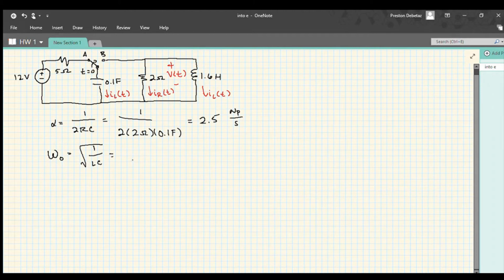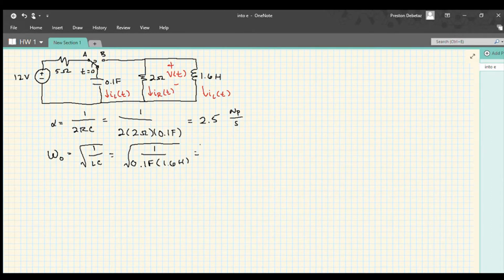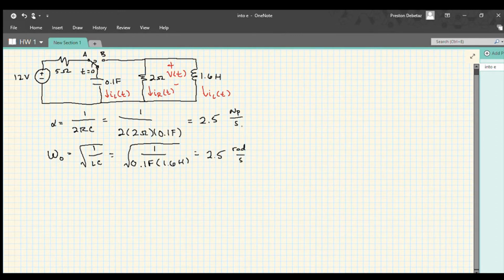And then omega naught is equal to 1 over the square root of LC. So we have 0.1 farads times 1.6 henries, all of that square rooted. So 0.1 times 1.6, this is going to be 2.5 radians per second. Now we compare the two, and since alpha equals omega naught, we have a critically damped system. That's just going to help us define these equations later down the line.